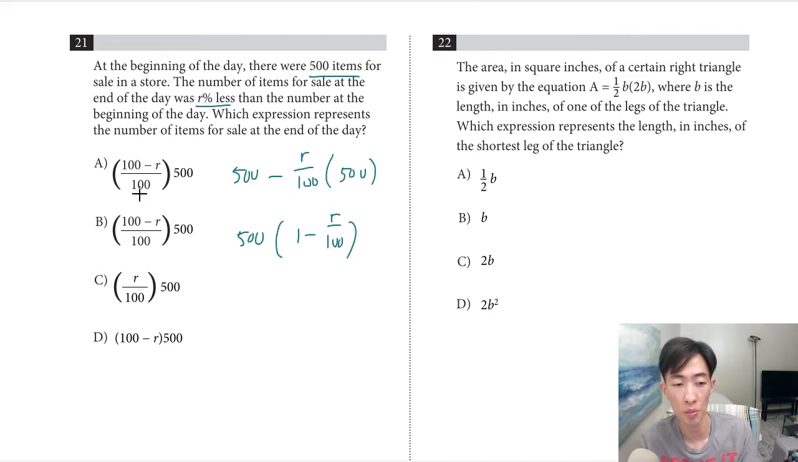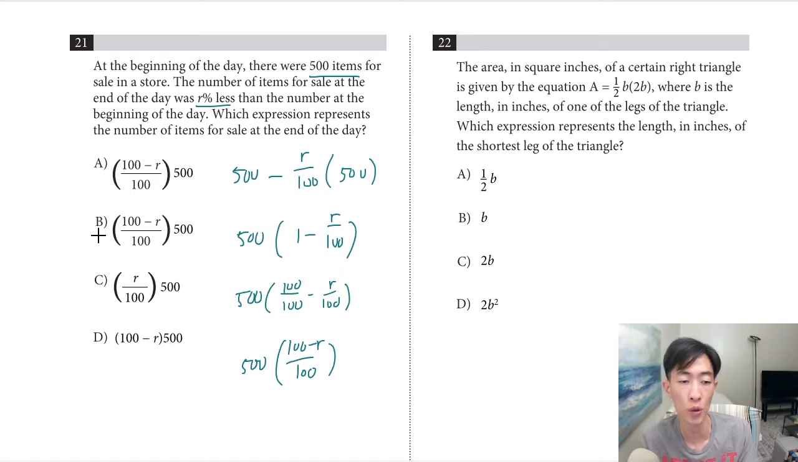And notice that inside the parentheses, it's a single fraction. So what you want to do here is combine this using the least common denominator. So 1 is obviously 100 over 100 minus R over 100. And if you combine this, it's 100 minus R over 100, all times 500. And so that's going to give us A or B. Their answer was choice A.